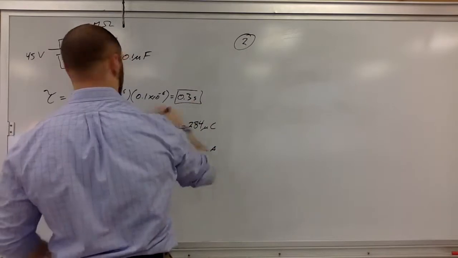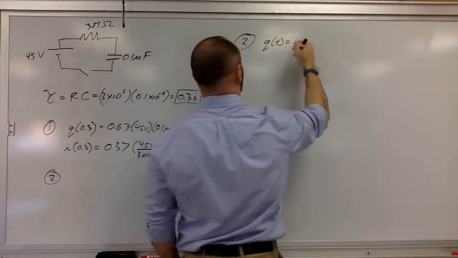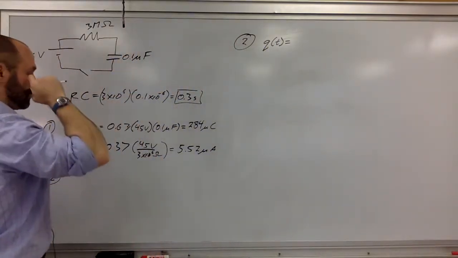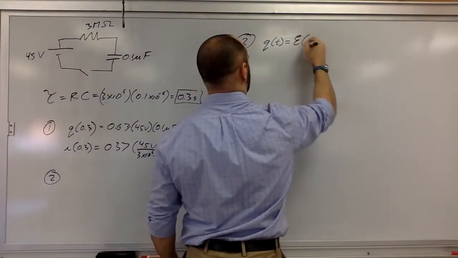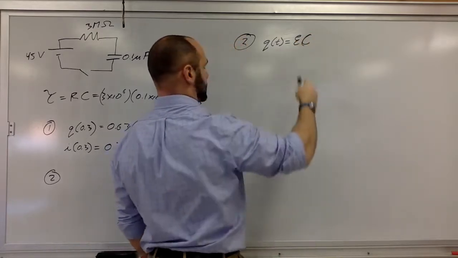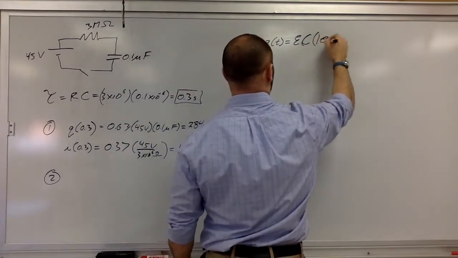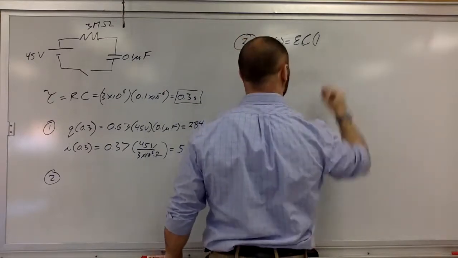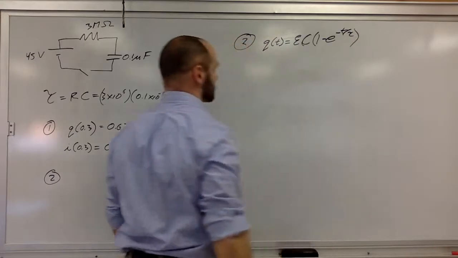2. Charge as a function of time is given by, and charge is increasing, right? So this is going to be the EMF times the capacitance. So let me just write that. That's the maximum charge, Q equals CV. And since it's approaching an asymptote, it takes this form: 1 minus e to the negative t over tau.